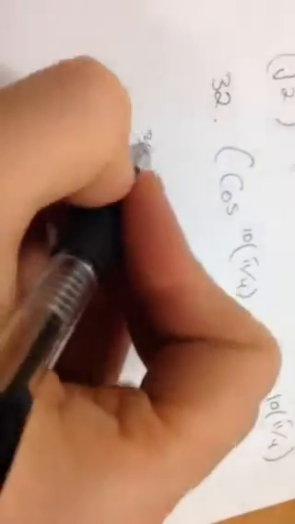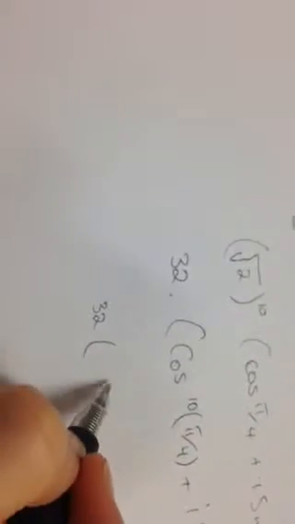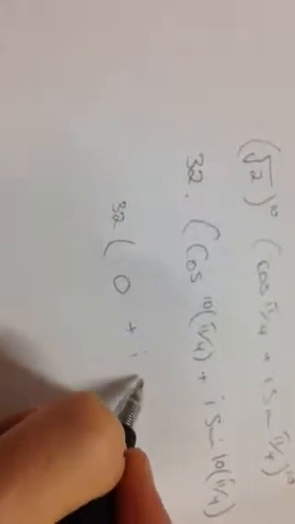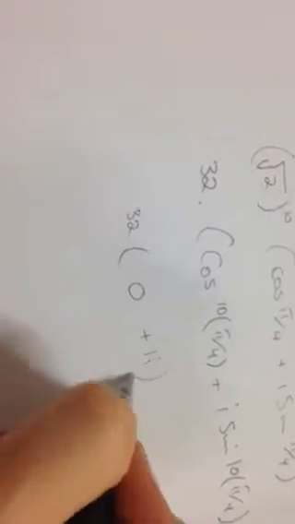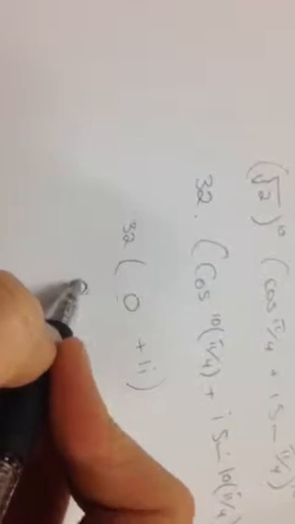That's 32 times, and you can put this into your calculator. Make sure your calculator is in radians when you do put it in, and you'll end up with the cos of 10 pi over 4, which is 0, plus i times the sine of 10 pi over 4, which is 1, times i, and then multiplying this out, I end up with 0 plus 32i.